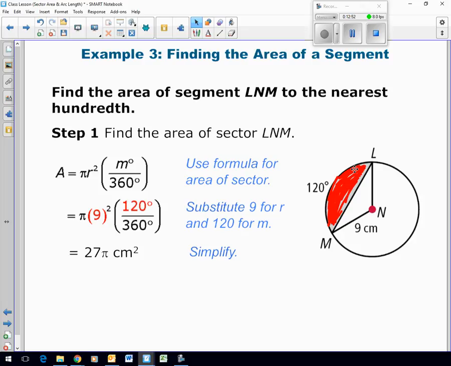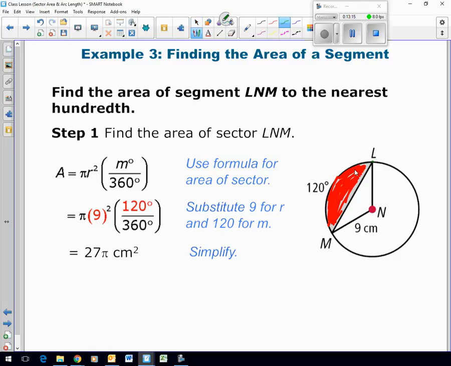So I've got the big area, which is 27 pi, and I'm going to take out, that means subtract, the area of the triangle. Finding the area of the triangle is a little more difficult than you might think, though. When I say the triangle, I'm talking about this triangle.